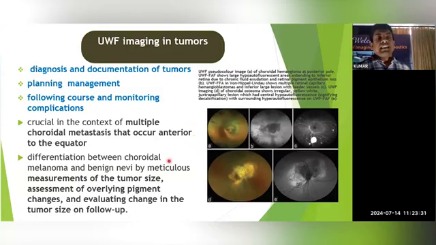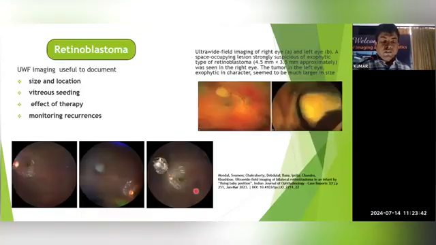You can follow up these cases by measurement of the tumor size, and you can monitor the overlying pigment changes, and also the tumor size on follow-up. And then you can easily differentiate between the two. This is a case of retinoblastoma, as you can see here. This is one lesion in the nasal quadrant, and this is another lesion.